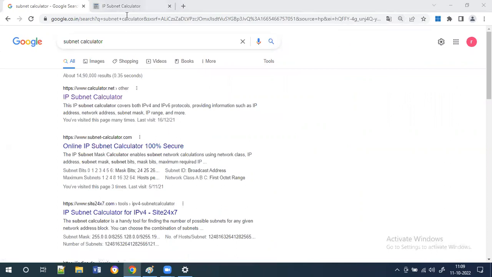The only thing is here you have to put the IP address. Correct? That is also not required. We'll come to know. So let's take the first example. Slash 21, right?